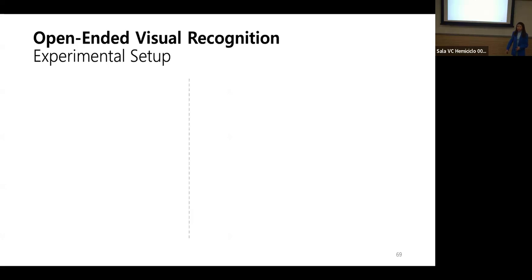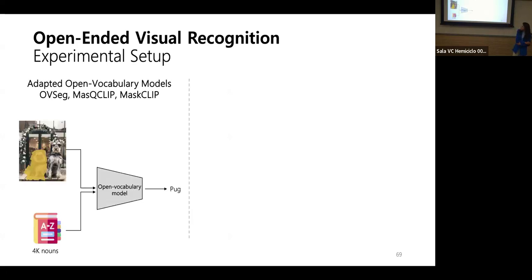And so now, for our experimental setup, we want to evaluate the performance of state-of-the-art open vocabulary visual recognition models. We want to adapt them to the generative task. So the first thing that we did was to pass a comprehensive list of nouns as the vocabulary for these state-of-the-art methods, for them to produce a classification. And these are the methods that we are considering.